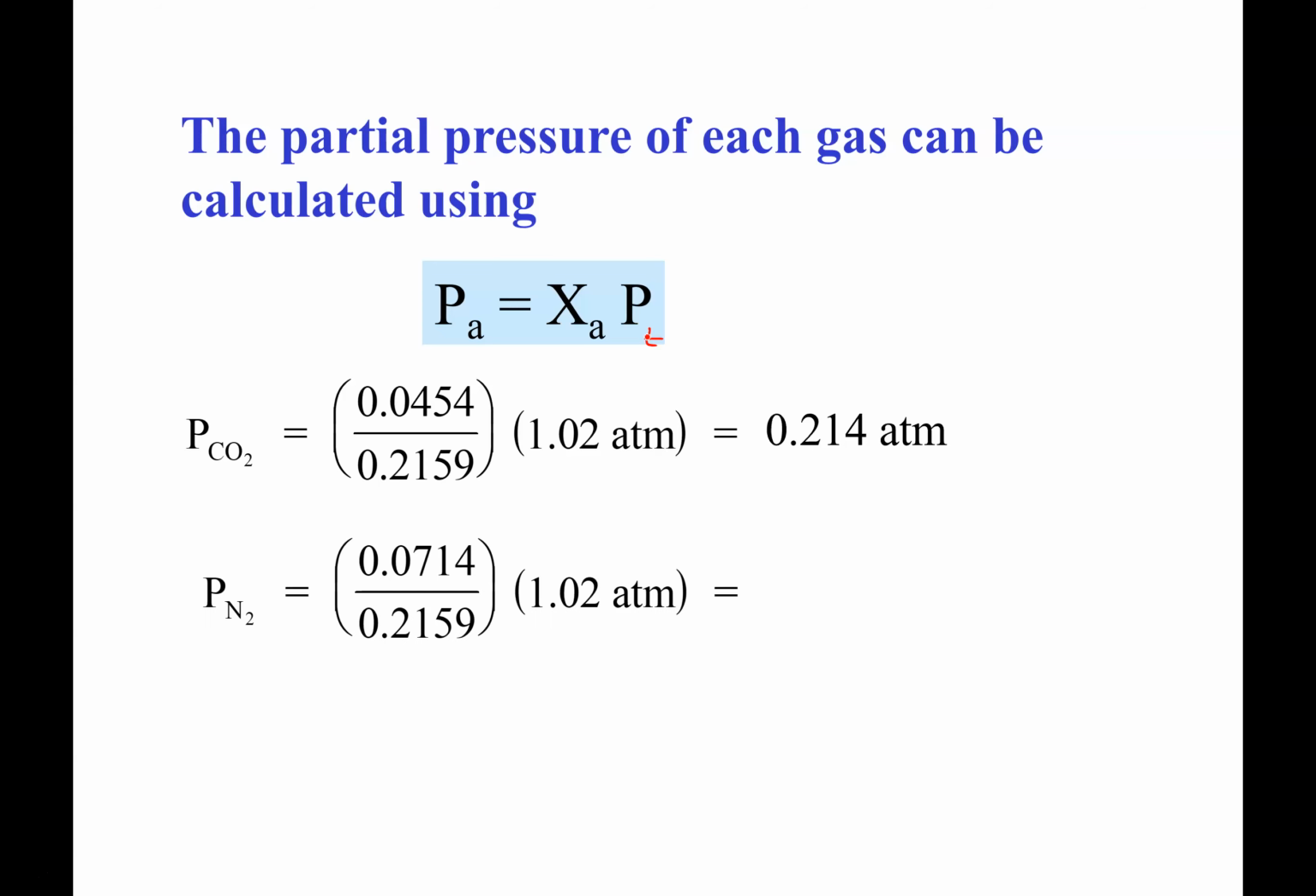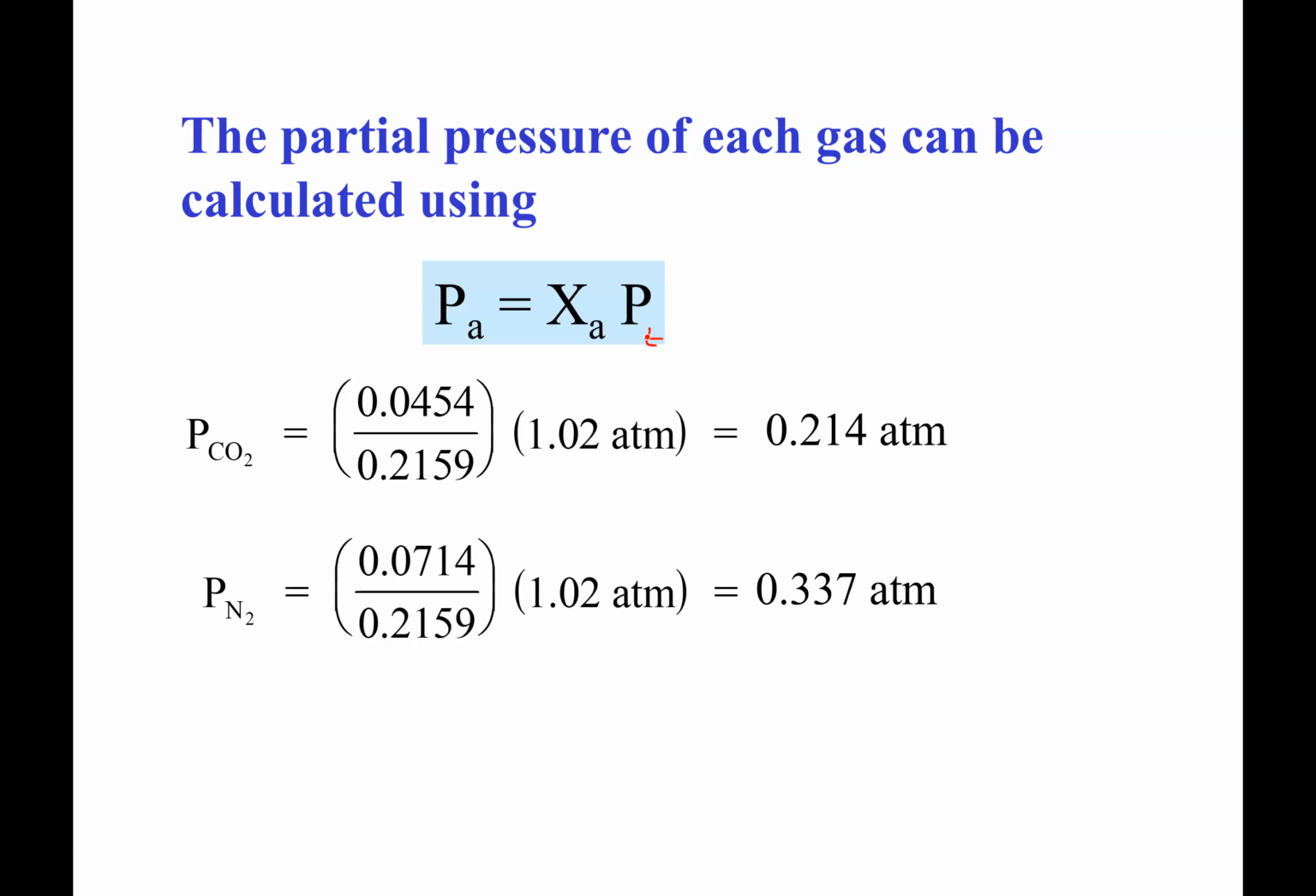Nitrogen, we're going to do a similar thing. A few slides ago, we came up with the moles of nitrogen, 0.0714. The total moles of all 3 gases, 0.2159, again. The total pressure, 1.02 atmospheres, 3 sig figs, you're looking at 0.337 atmospheres.